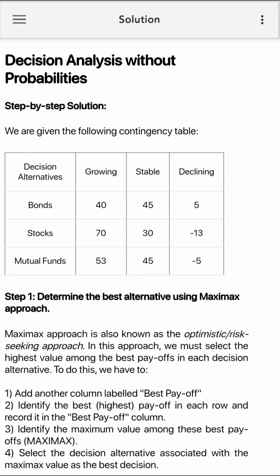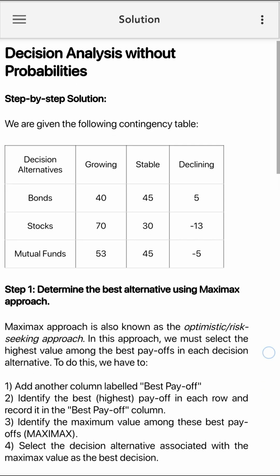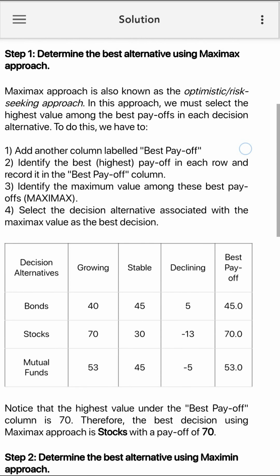All right, Nixers, let's delve into the step-by-step solution. We'll walk through each phase, providing a sneak peek into what the calculator churns out. In Step 1, we determine the best decision alternative using the Maximax approach.